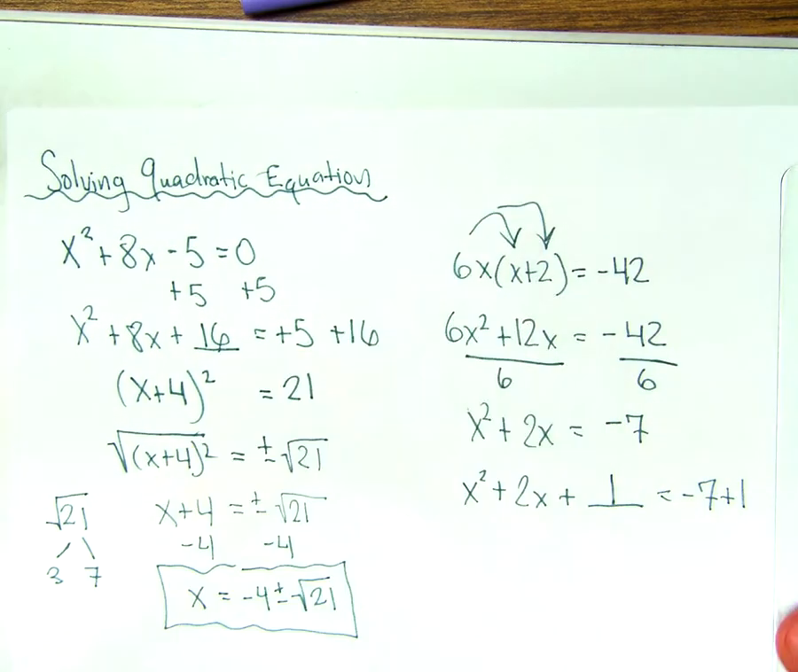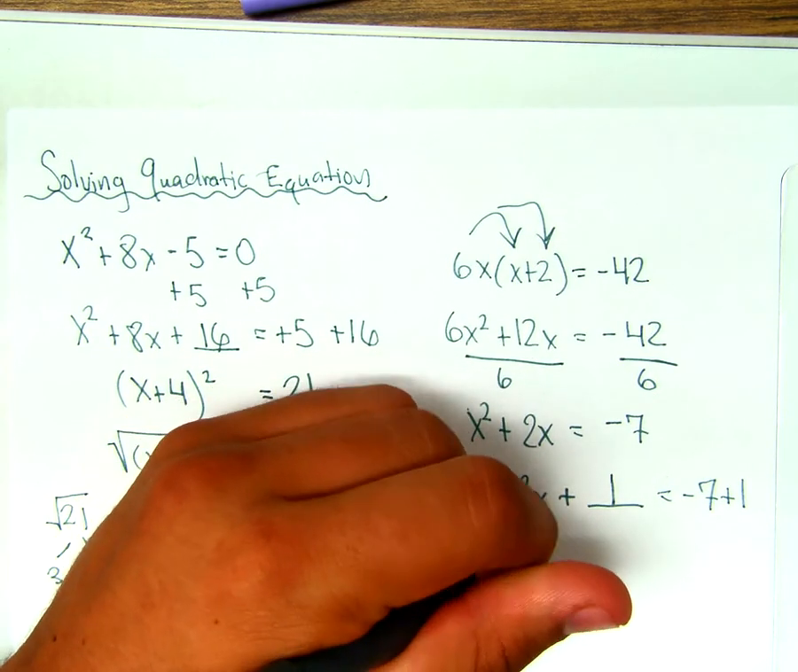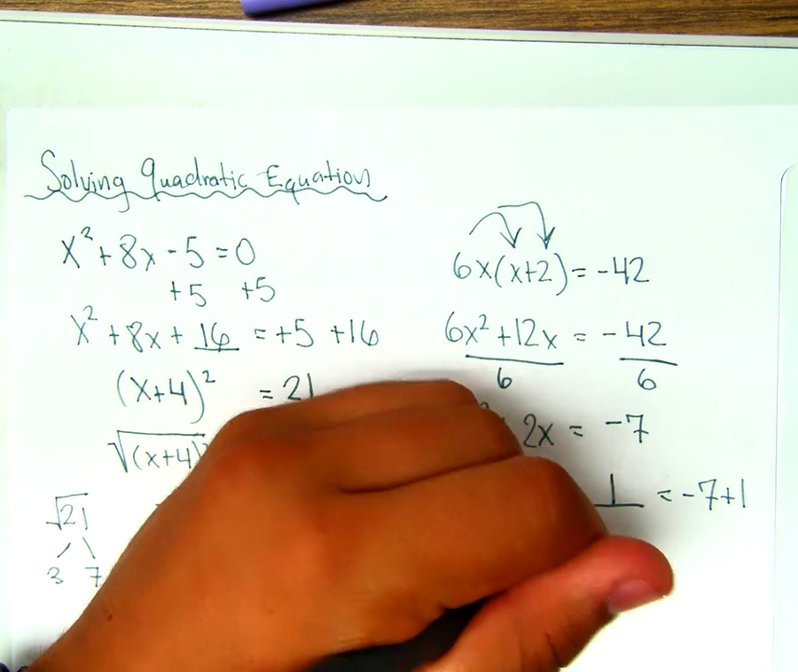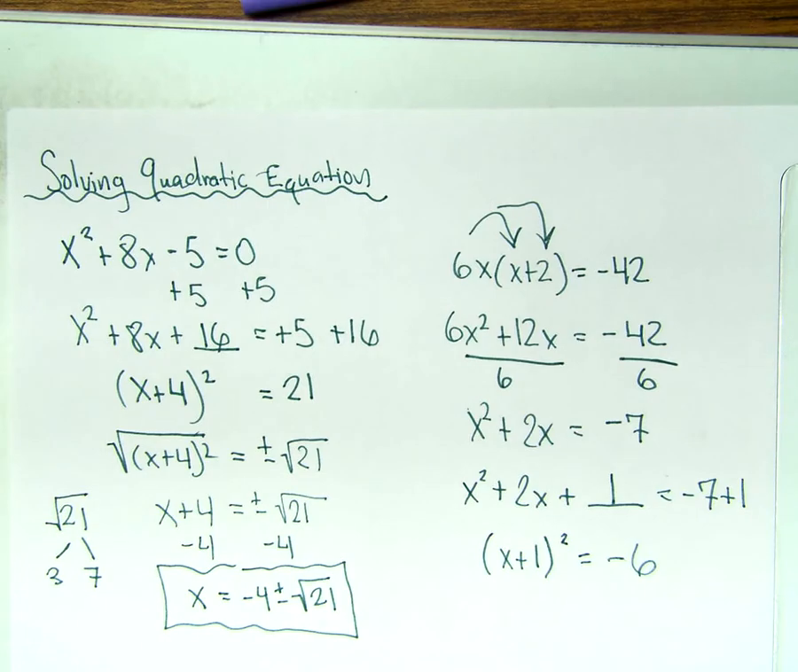Alright. So how can we rewrite the left side? X plus 1 squared. Okay.